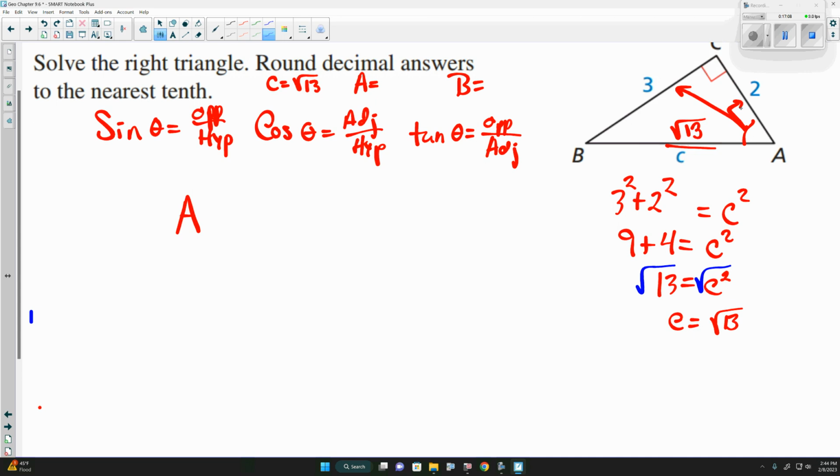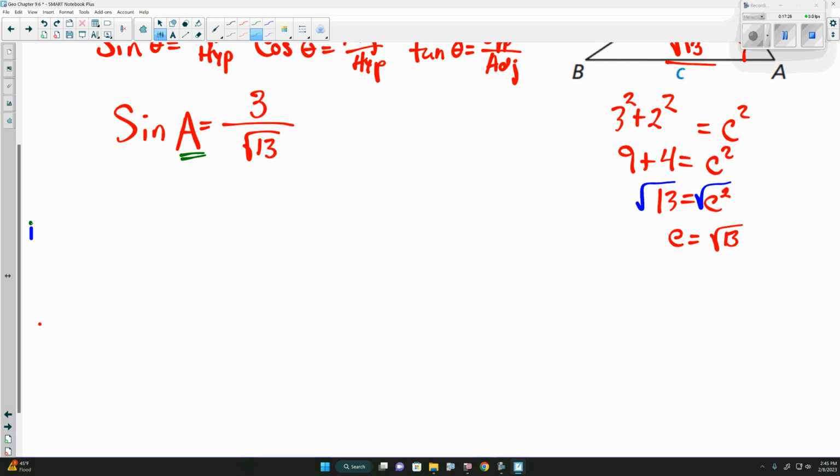So we can pick sine of A is the opposite side length, which is 3 over. Now to get the angle, what do we have to do? We have to apply sine inverse to both sides.